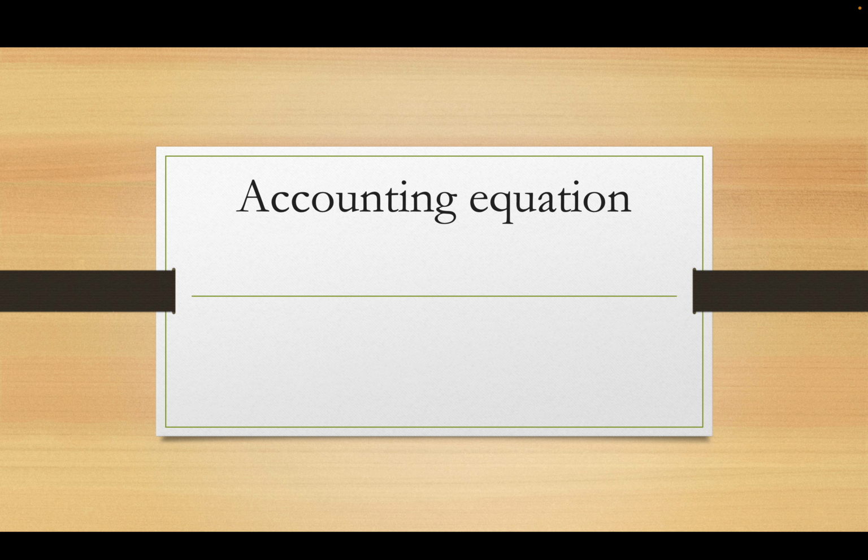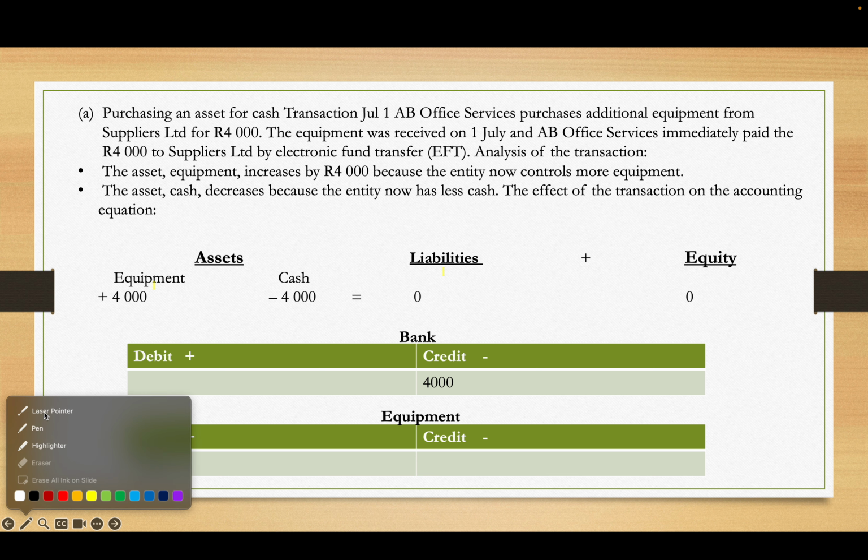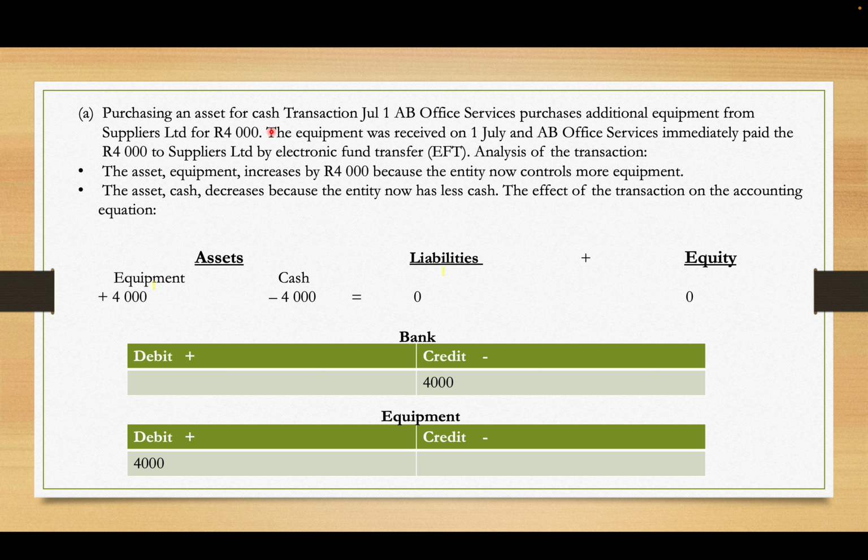To ensure that everyone still understands a few concepts, just a brief example. We have purchasing an asset for cash, and this is additional equipment from suppliers, that's for 4,000 rand. Immediately paid 4,000 via EFT. Every time you see EFT, immediately think of bank.